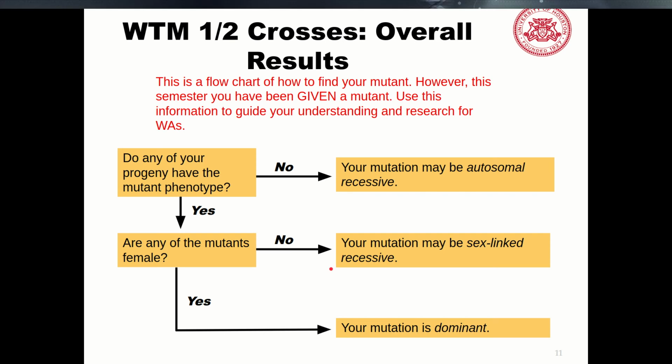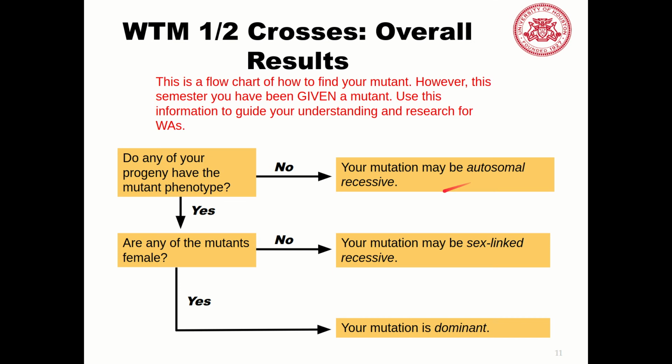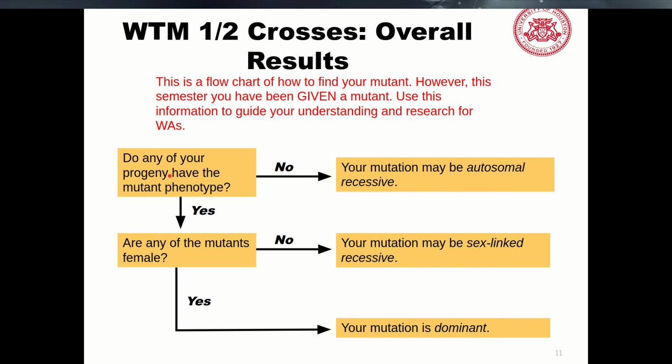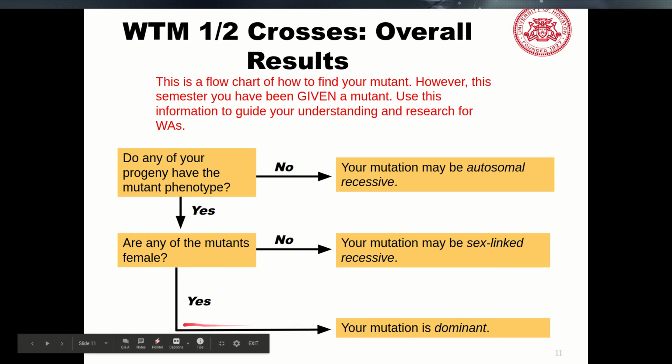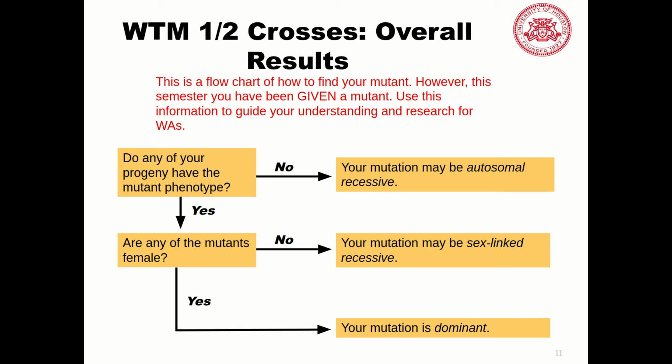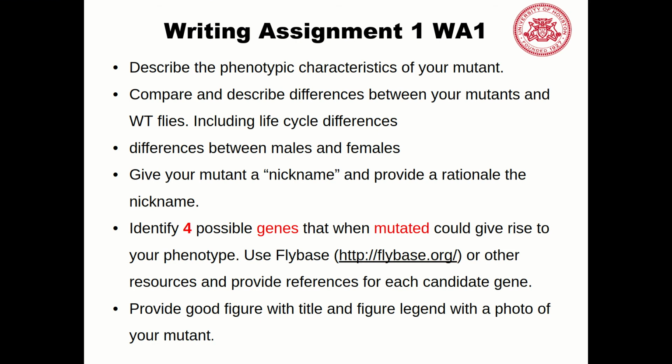Now this is actually how you do that. Do any of your progeny have the mutant phenotype, yes or no? If no, then your mutant must be autosomal recessive. If yes, then you ask, are there females? If no, then it's sex-linked recessive. If yes, it's dominant. So this is your flow chart for figuring out exactly what I was talking about. You have to cross your flies and then figure out after a couple of generations what you have.